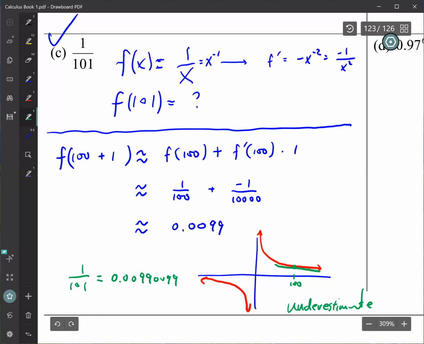And then we got an underestimate, right? Because the estimate that we got is 0.00990000, right? So which is smaller than the actual one.